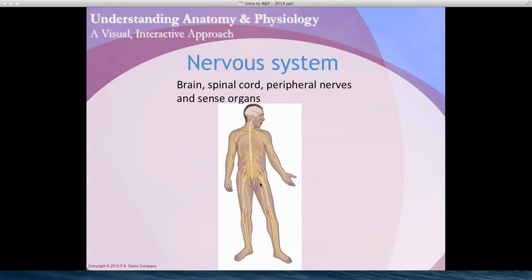The nervous system is the brain, the spinal cord, the peripheral nerves, and the sense organs. Primarily, we're talking about the brain and the spinal cord. And then all of these nerves we have throughout our body send signals back and forth to the brain and spinal cord, which then help us to regulate and control other systems.